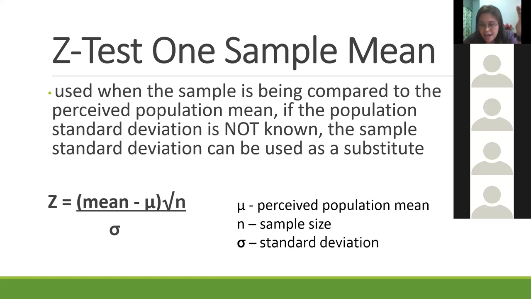So our formula for the z-test na one sample lang is this one. Z is equal to the sample mean minus the population mean, times the square root of your sample size, divided by your standard deviation. So for example, nagkanda ka og survey. Ang pinakauna nimong himuon is to get the mean. I-add nimo tanan answers nila, tanan scores sa ilahang answers, and then you get the mean.